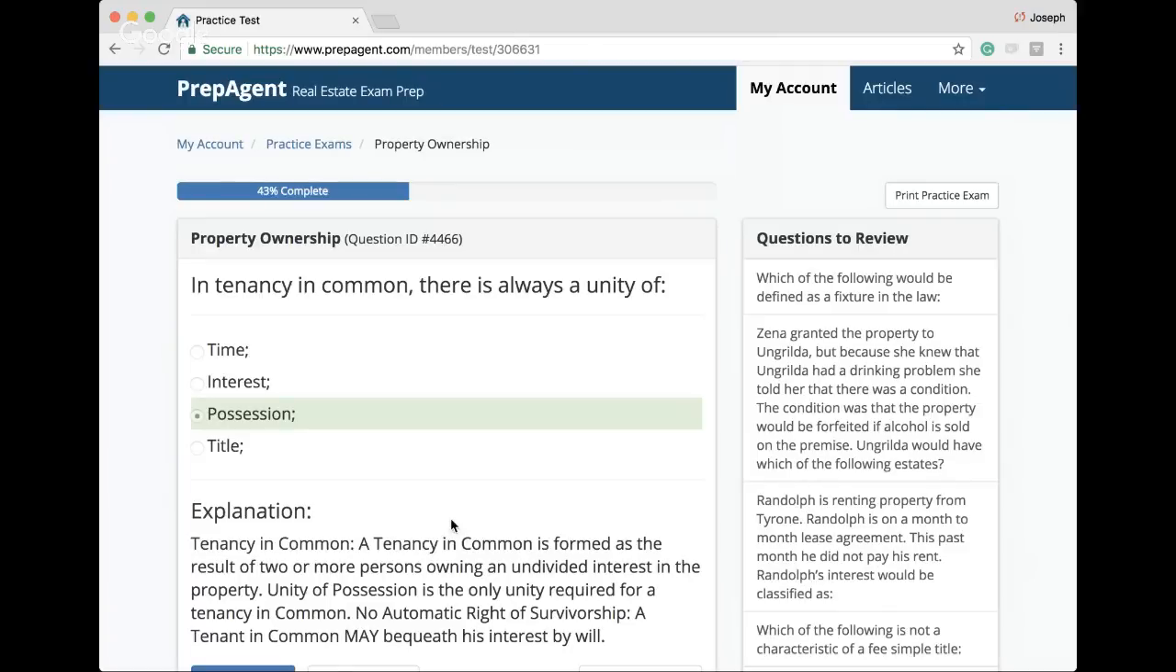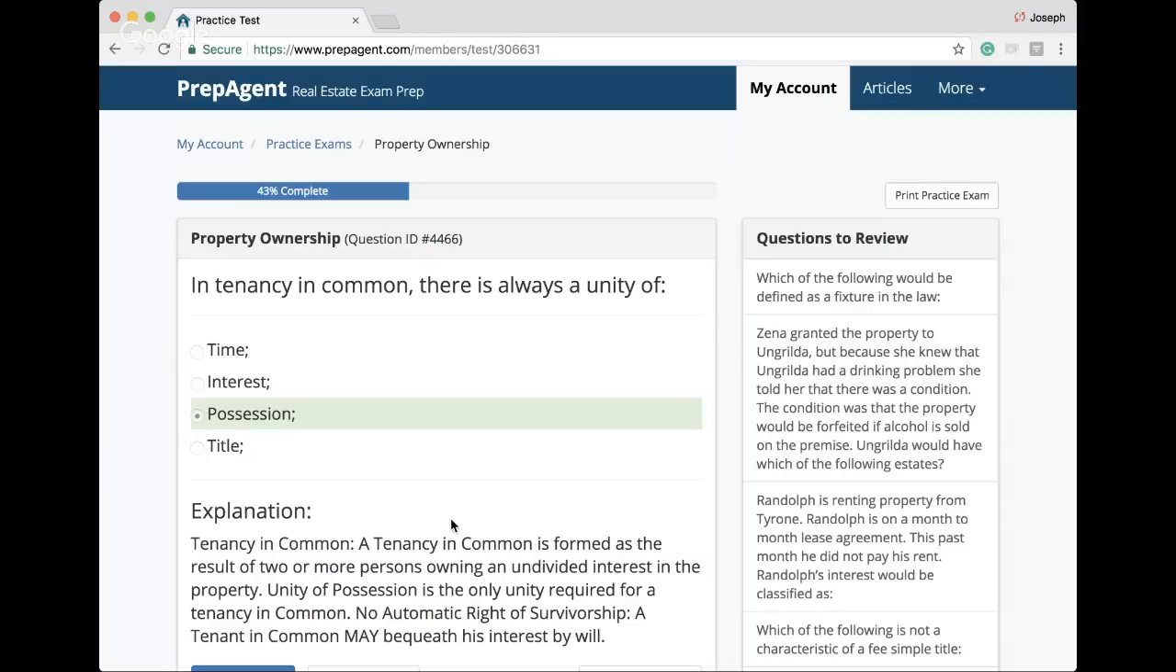C. The reason a lot of people get it wrong is because they think, well, doesn't it have time, title, interest, and possession? Well, that is because they're thinking of a joint tenancy. A joint tenancy is time, title, interest, and possession. A tenancy in common has only interest of possession. Okay? These things are types of concurrent ownership.